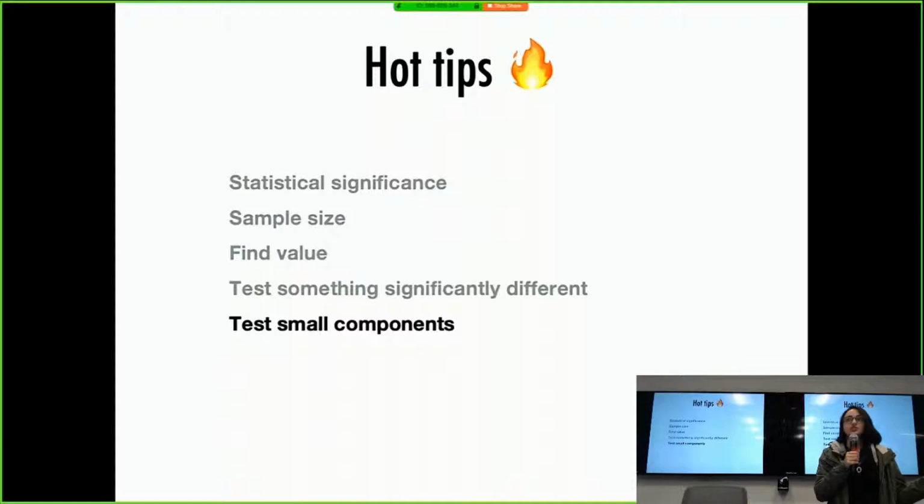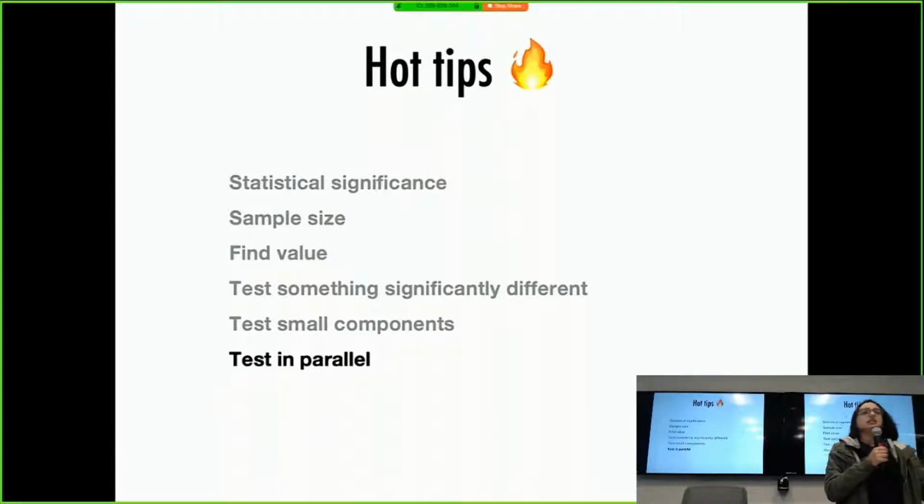Test small components. You don't want to just create an entirely new design for your website and then test that whole thing. You're going to have a billion uncontrolled variables. Make sure that you're testing small pieces. You can run multiple experiments on multiple different parts of your website or your app, but don't completely change the design and try to test all of that together.